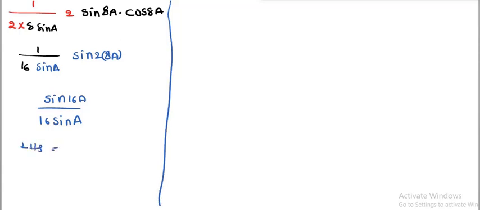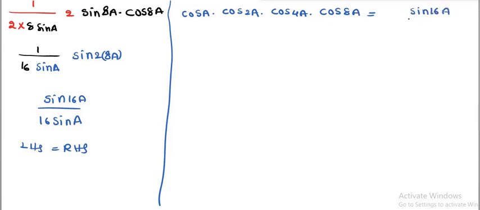What is the LHS value? Cos A into cos 2A into cos 4A into cos 8A is equal to sin 16A by 16 sin A. This is LHS equal to RHS.